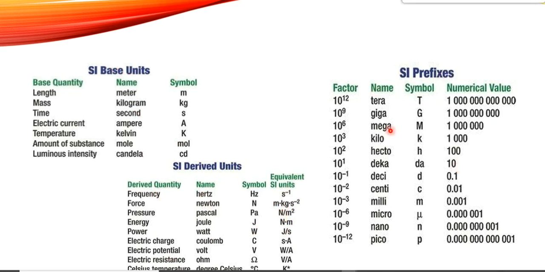And these are the SI prefixes like mega, giga, tera, peta, exa and so on. We have to memorize them. We can memorize them like pico, nano, micro, milli, centi, deci, deca, hecto, kilo, mega, giga, tera, peta, exa.